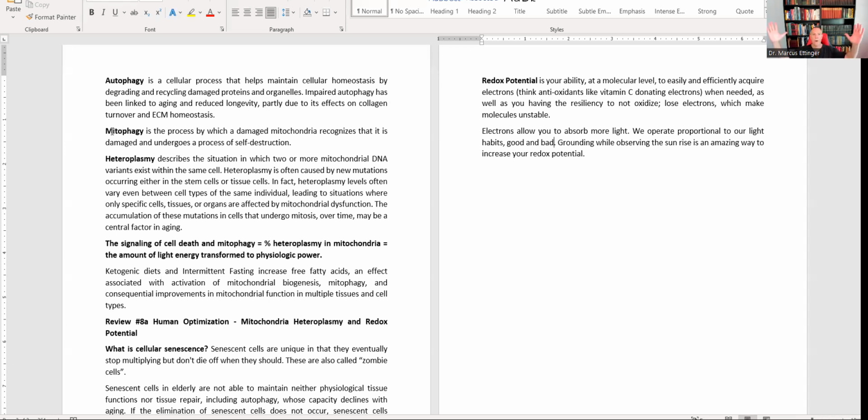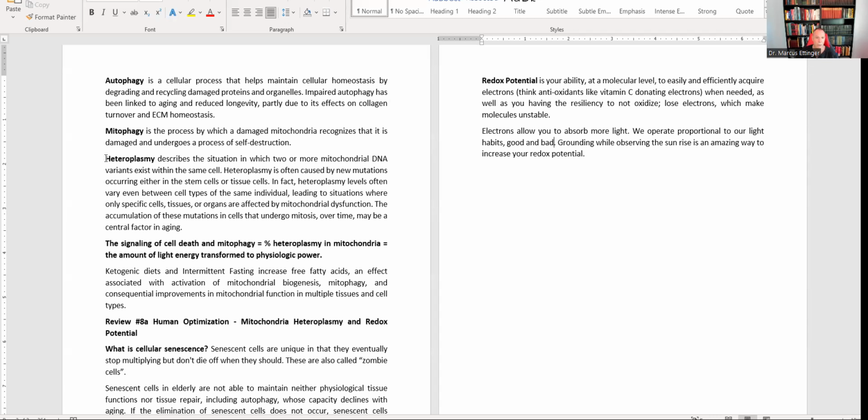Mitophagy is now narrowing that focus down from a cell into an organelle, specifically the mitochondria. It's the process by which the mitochondria recognizes that somehow its software program, its DNA, is damaged and not functioning well, so its program says, I'm going to blow up.